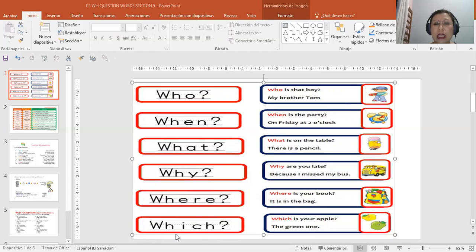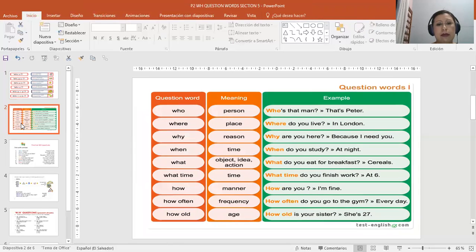Normalmente usamos which cuando tenemos dos opciones, ¿verdad? Two choices. Which is your apple? Tenemos dos manzanas, ¿verdad? The yellow and the green. And you say, which is your apple? ¿Cuál es tu manzana? Y usted responde, the green one, la verde, porque tiene two choices or more choices. Cuando tiene una o más opciones, usted puede usar which, para que le indiquen cuál de todas es la correcta.